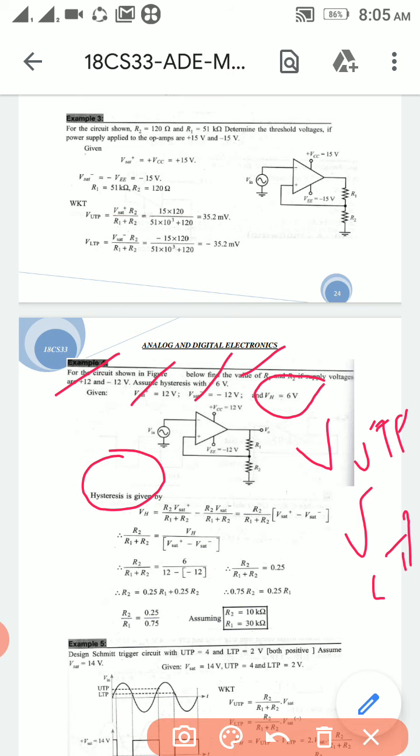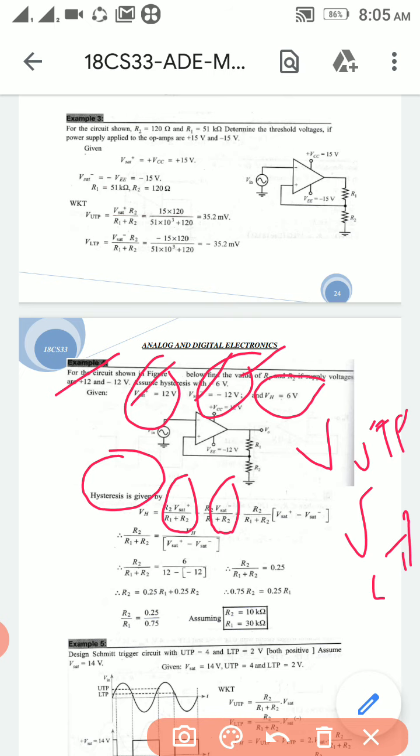Okay, so before going to that, this is what exactly VUTP and this is what exactly VLTP. So R2 Vsat plus divided by R1 plus R2 minus R2 Vsat minus divided by R1 plus R2. After taking R2 divided by R1 plus R2 common, we get Vsat plus minus Vsat minus, right? We know the values of Vsat plus and Vsat minus, and substitute in this equation, it will be R2 divided by R1 plus R2 into 0.25.